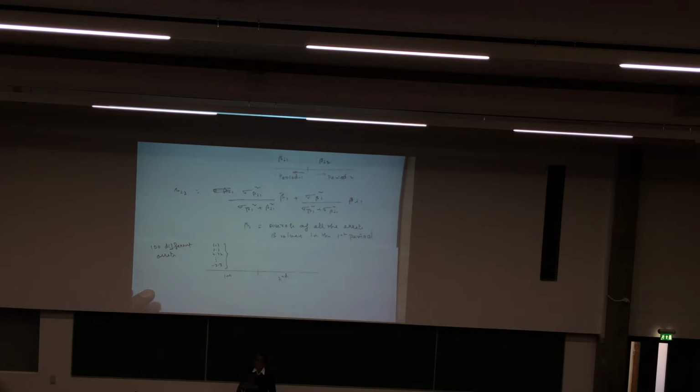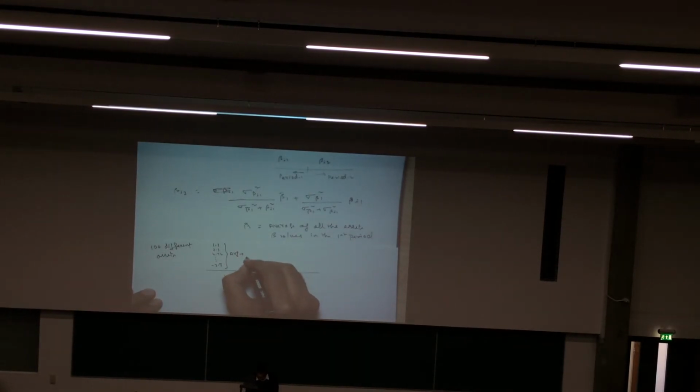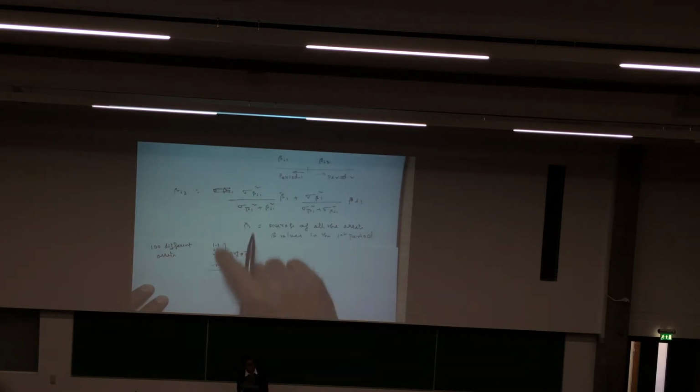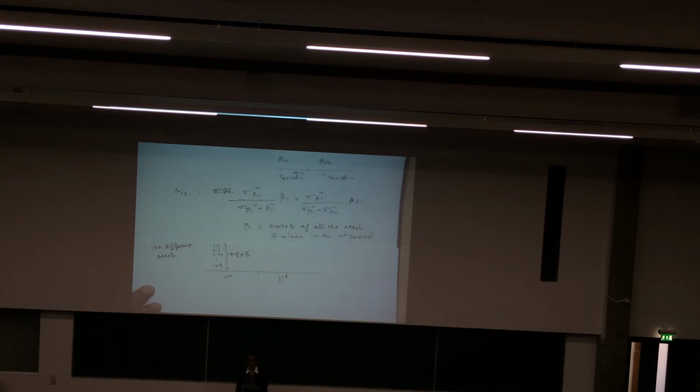Do you know how to find the average of those 100 assets? We all know that. The average of those assets I call beta 1 bar. So I find the average of all those numbers and I call that beta 1 bar. That means all the individual assets' beta values average is this one.